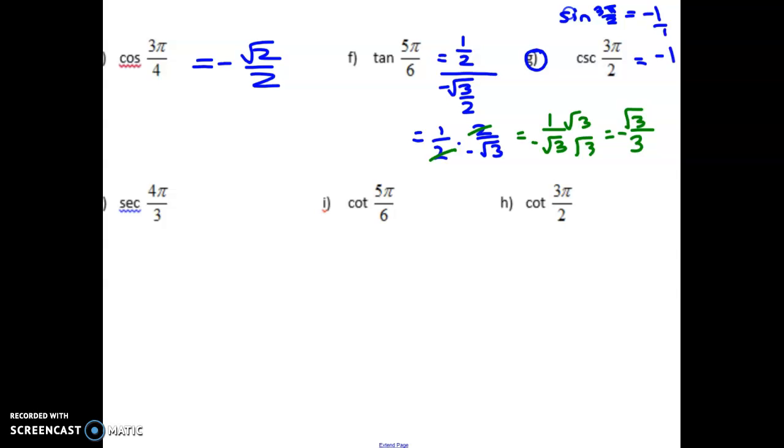Because if I flip negative 1 over 1, okay, that would be like an invariant point. Remember when we discussed invariance? It doesn't change because it's still over 1. Let's try one that does change. Okay, so secant at 4 pi over 3.